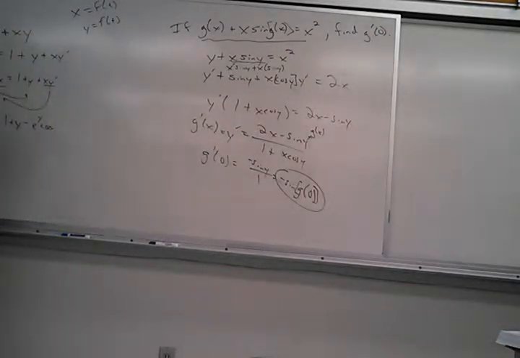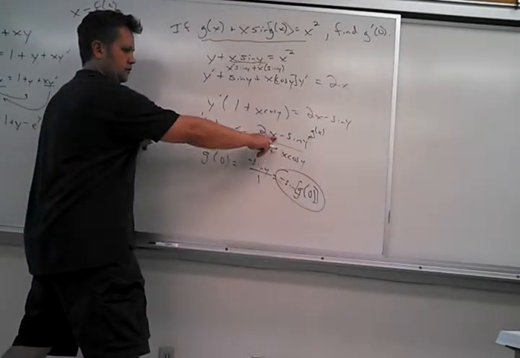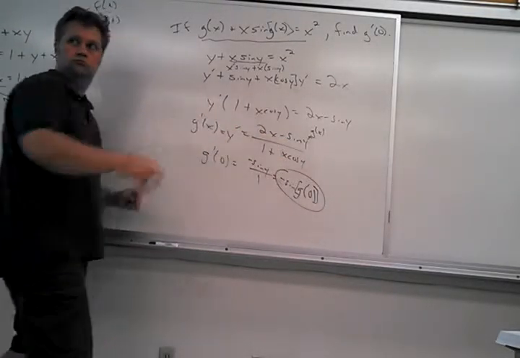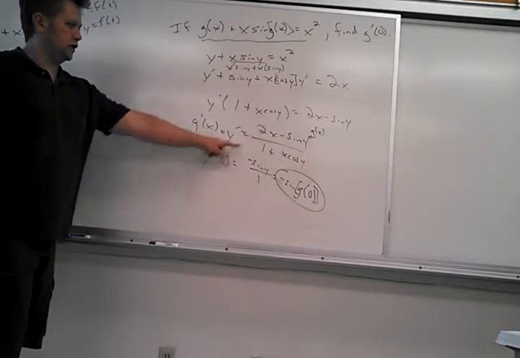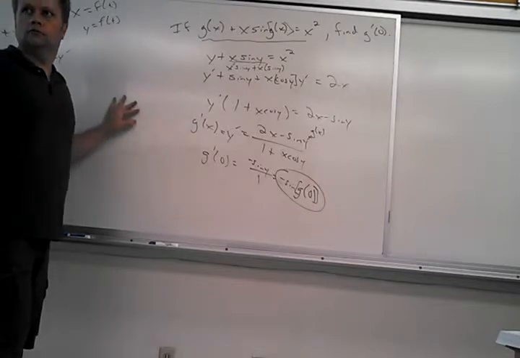Would you get that negative sine of g of 0? Because when I plug a 0 in, I get 0 minus sine y. Okay. Yeah, so I'm just plugging a 0 into my function now. Alright, because they want g prime of 0. Cool.